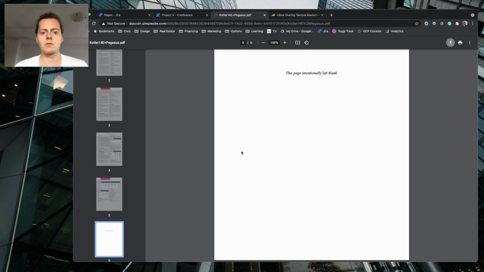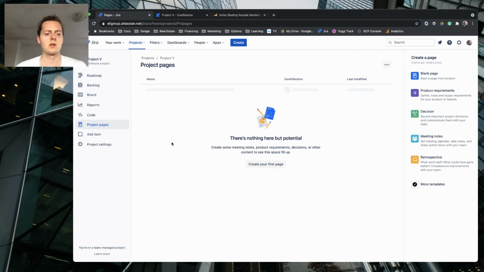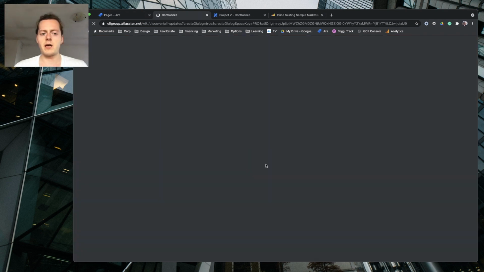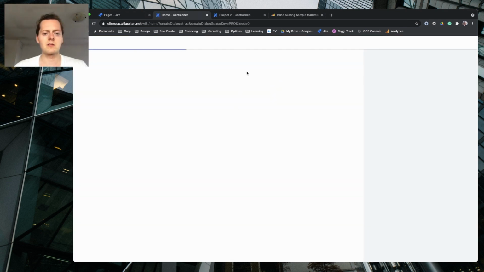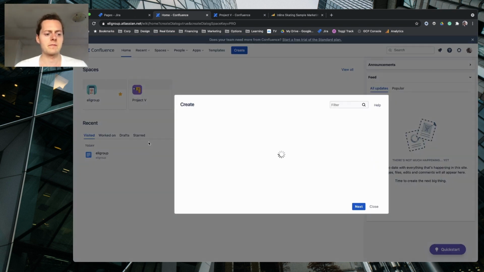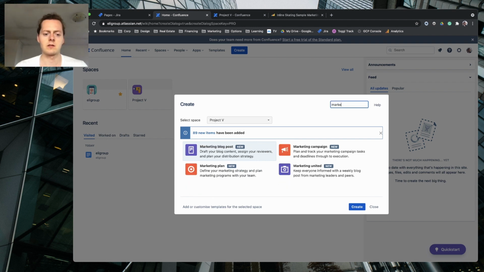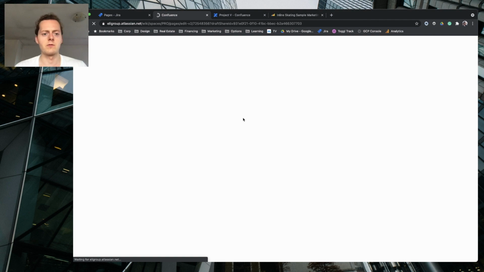So I'm gonna close this one, those things as well. I can actually keep this and create a first page. This is what we want. Okay, that's right. Blank page is, I guess, enough. Or marketing plan. Blog post. Oh, there we go. There's some marketing plan. Oh, that's nice. Let's have a look at that one. Maybe there's something useful.